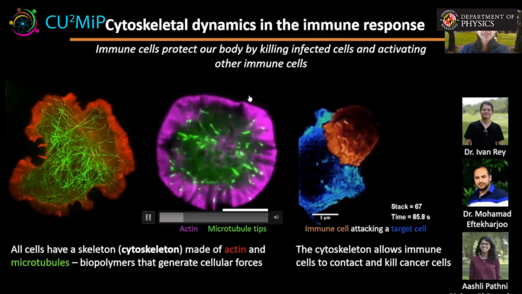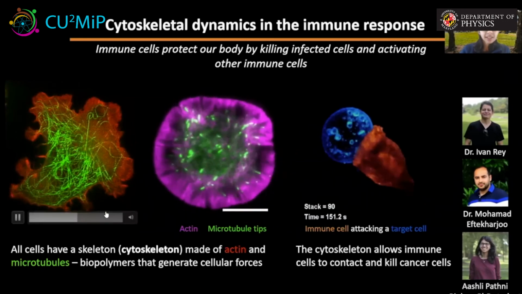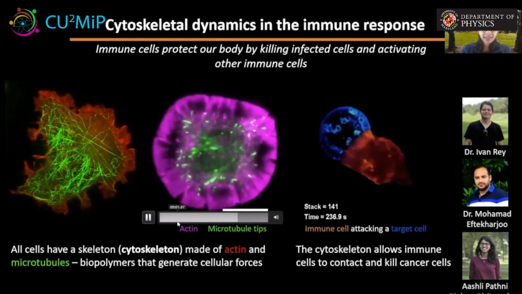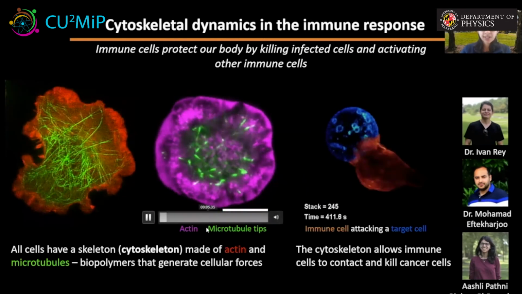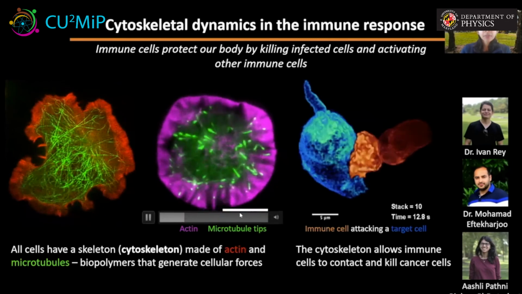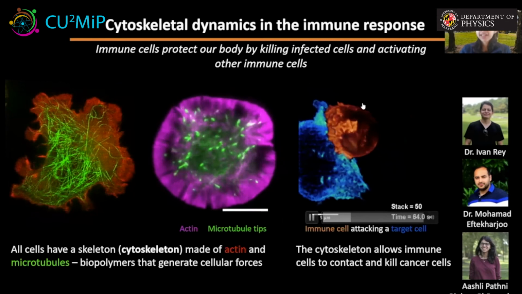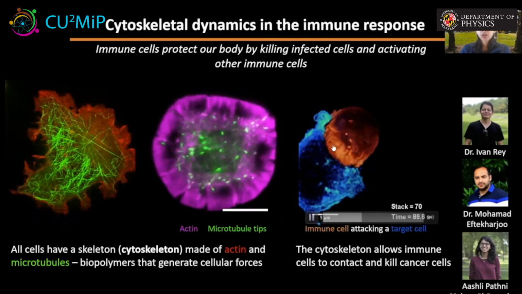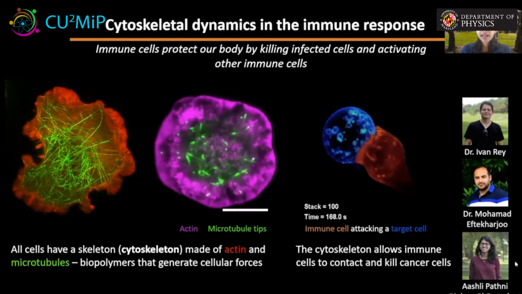In our lab, we study the mechanical regulation of immune cells. Immune cells have a skeleton called the cytoskeleton, which is made up of biopolymers, actin, and microtubules, as shown in these images. These biopolymers allow immune cells to generate cellular forces and allow immune cells, such as the one in orange, to contact cancer cells, such as the one in blue, exert forces on them, and kill them.